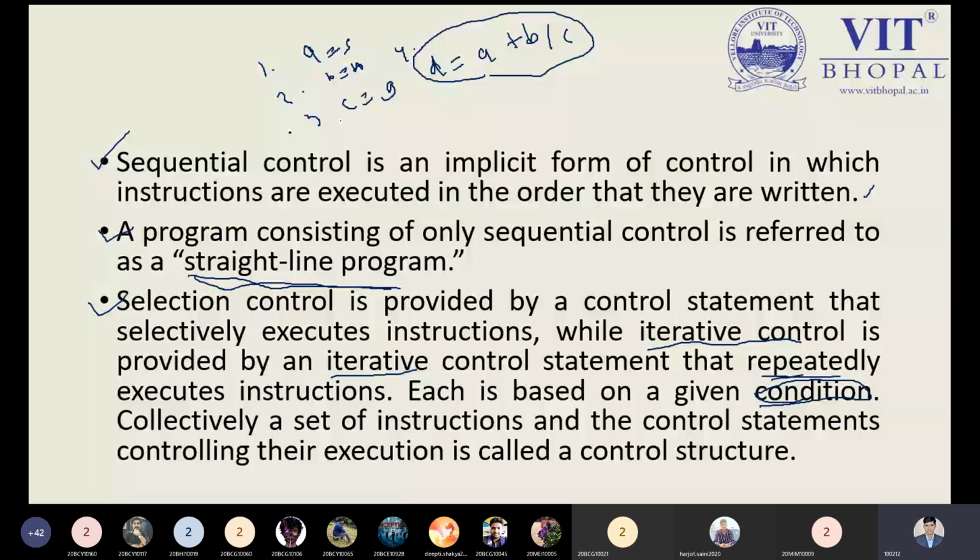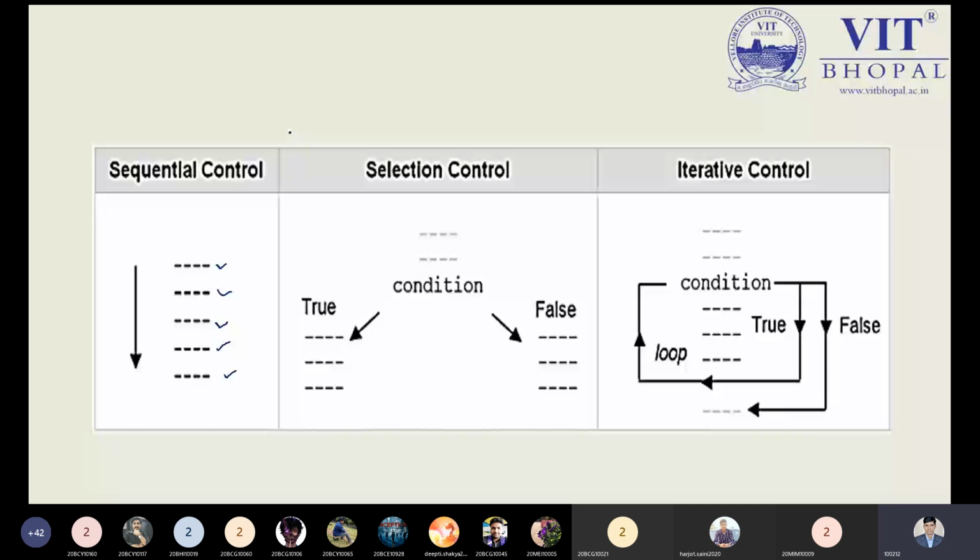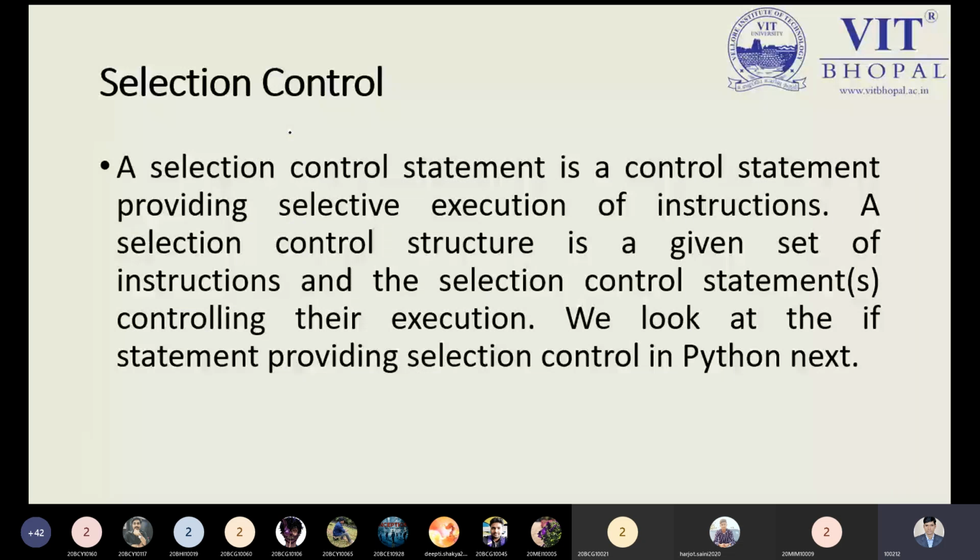So that's why I'm just coming to selection control. A selection control statement is a control statement providing selective execution of the instructions. These are the key points we need to keep in mind. A selection control structure is a given set of instructions and the selection control statements. It could be one statement or multiple statements controlling their execution. We look at the if statement providing selection control in Python, next slide.